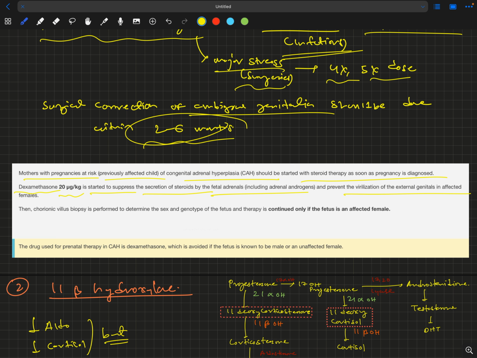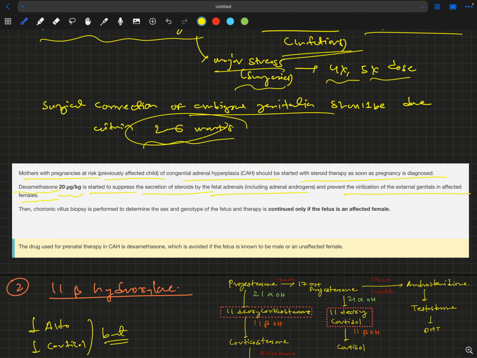So now cortisol is synthesized less, that will lead to synthesis of more ACTH, that will lead to increased synthesis of androgens. So if you give steroid from the outside, now the cortisol level is not low, so there will be no hyperstimulation of ACTH or CRH, and no more synthesis of androgens, that will prevent virilization in case of females. So first, if the mother has a previously affected child with CAH, as soon as the pregnancy is diagnosed, we have to start steroid, that is dexamethasone 20 microgram per kg, to suppress the secretion of steroid by the fetal adrenals.